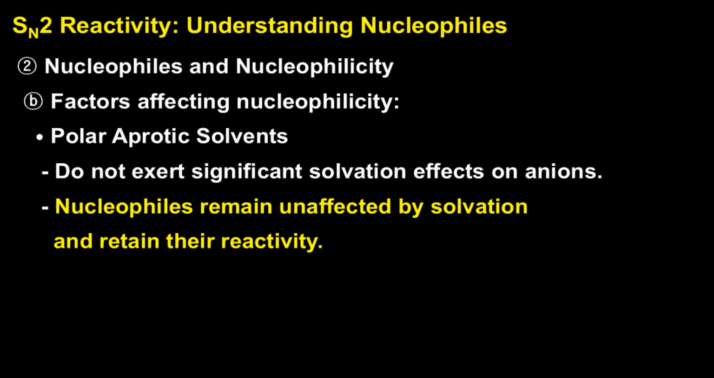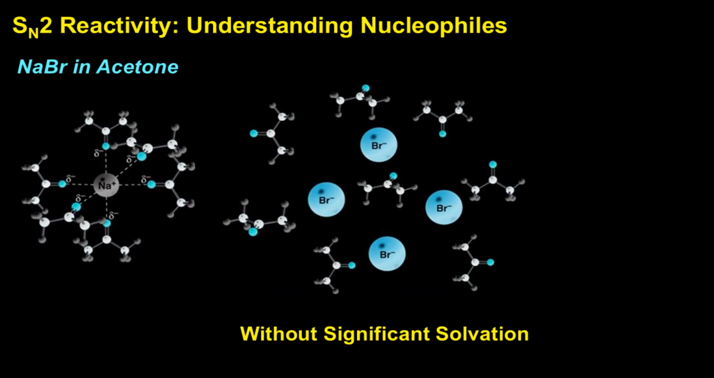Now, let's flip the situation. What happens in polar aprotic solvents? Unlike polar protic ones, these solvents don't strongly interact with anions, so nucleophiles don't get trapped in a solvent shell. Instead, they stay exposed and ready to react. To see how this works, let's take a look at sodium bromide in a polar aprotic solvent. Let's take NaBr in acetone as an example.